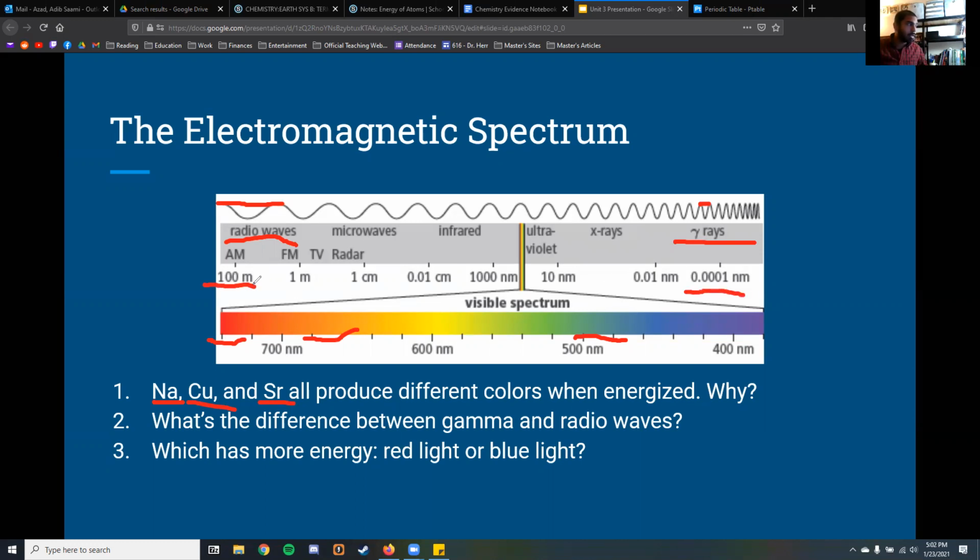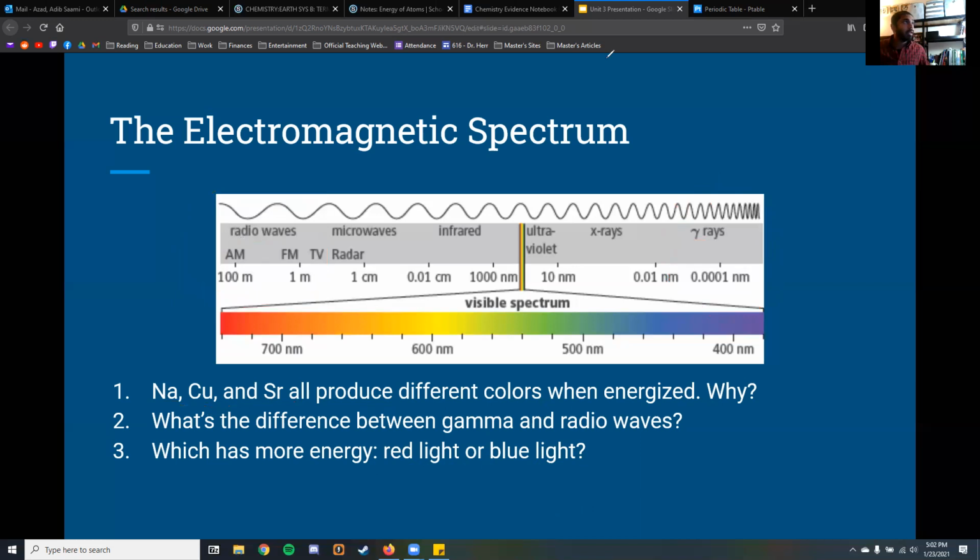Look at the difference here, 100 meters versus 0.001 nanometers. And so high energy waves are actually short. They have short wavelengths, whereas low energy waves have very big wavelengths. And so sodium, very low energy. Copper, very high energy, 500 nanometers. Strontium, even lower than sodium. And so if we're asked the question, which has more energy, red light or blue light, the answer has got to be blue. The wavelength is much shorter, so the energy packs a bigger punch.